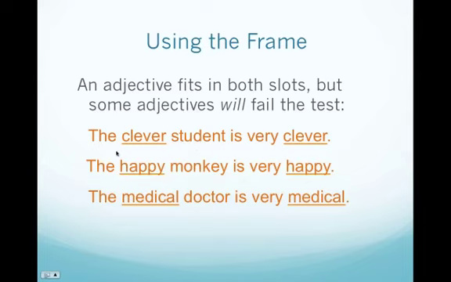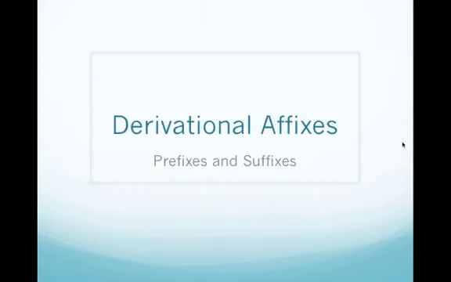An adjective will fit in both spots. The clever student is very clever. The happy monkey is very happy. Some adjectives will fail this test. The medical doctor is very medical. You can say, well, that passes the test, but it doesn't sound as right or as okay as the previous two. Because the English language is such a mutt of different speeches, Germanic, Norse, French, Latin, Italian, Native American, it's hard to come up with one easy test that will tell you 100% of the time which part of speech, which form class a word is.